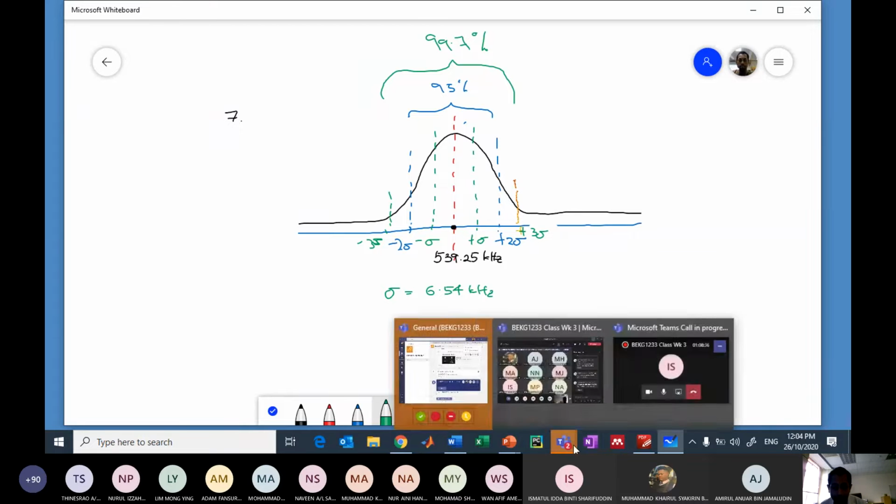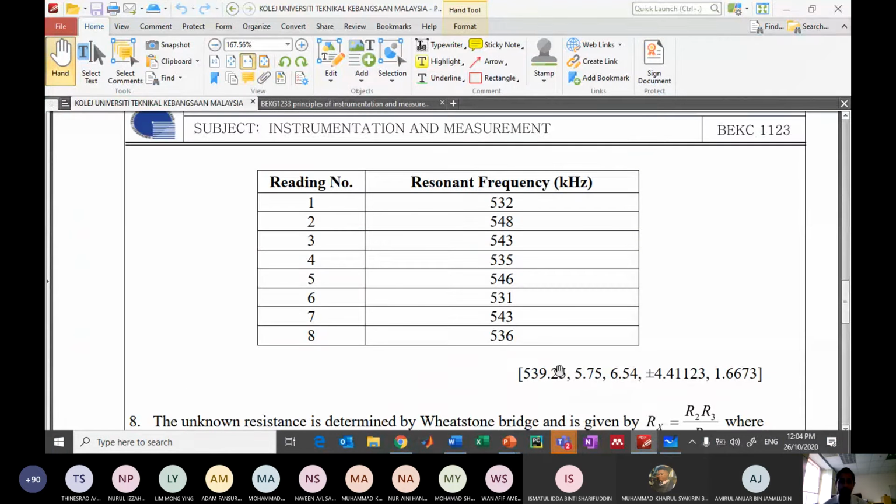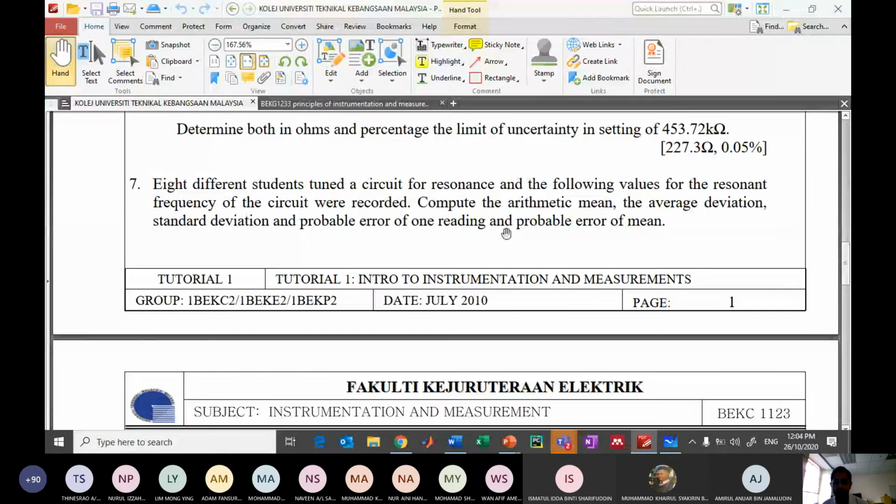Okay, what is the question just now? Apa yang tak jawab lagi? This one, probable error of one reading and probable error of mean. So I'm going to give you the equation now.